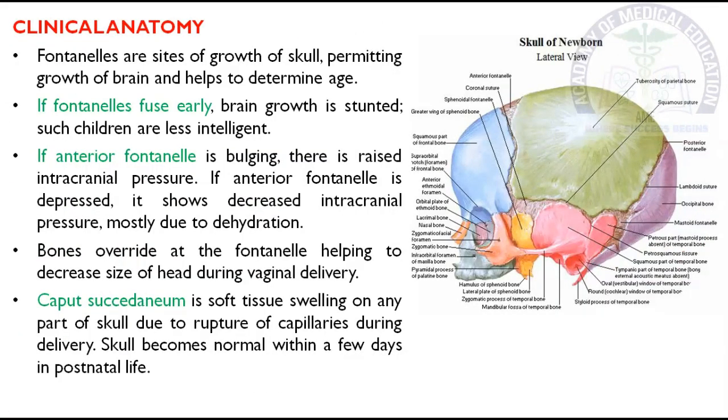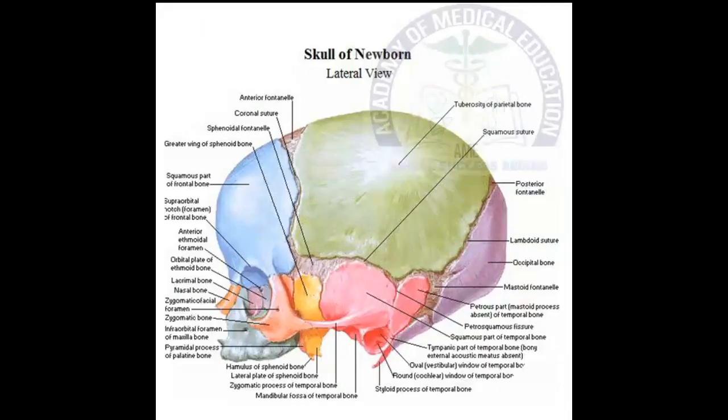Now the clinical anatomy related to the sutures. The anterior fontanels are the sites of growth of the skull, permitting growth of the brain and helping to determine age. If the fontanels fuse early, brain growth is stunted. Such children are less intelligent.